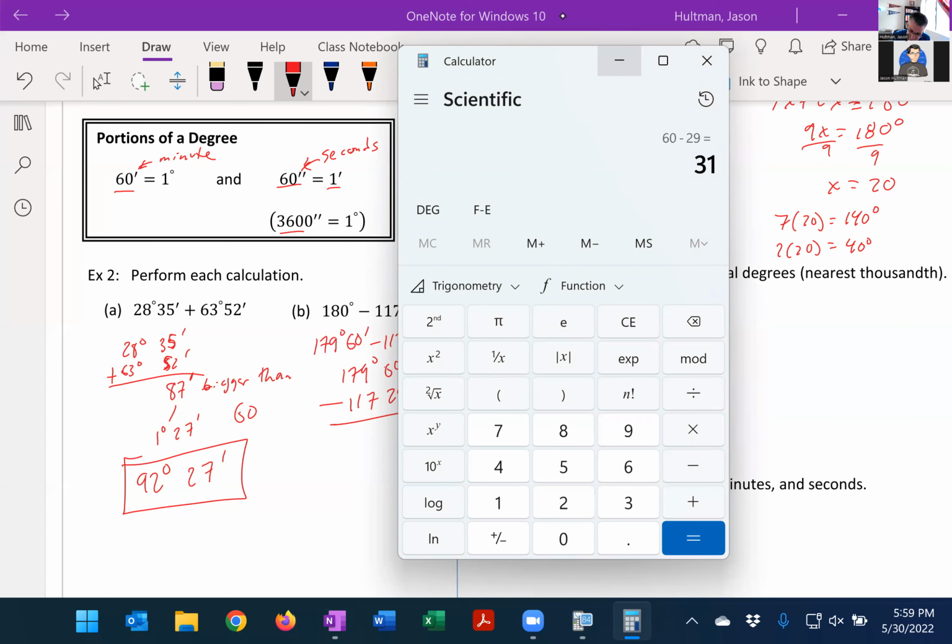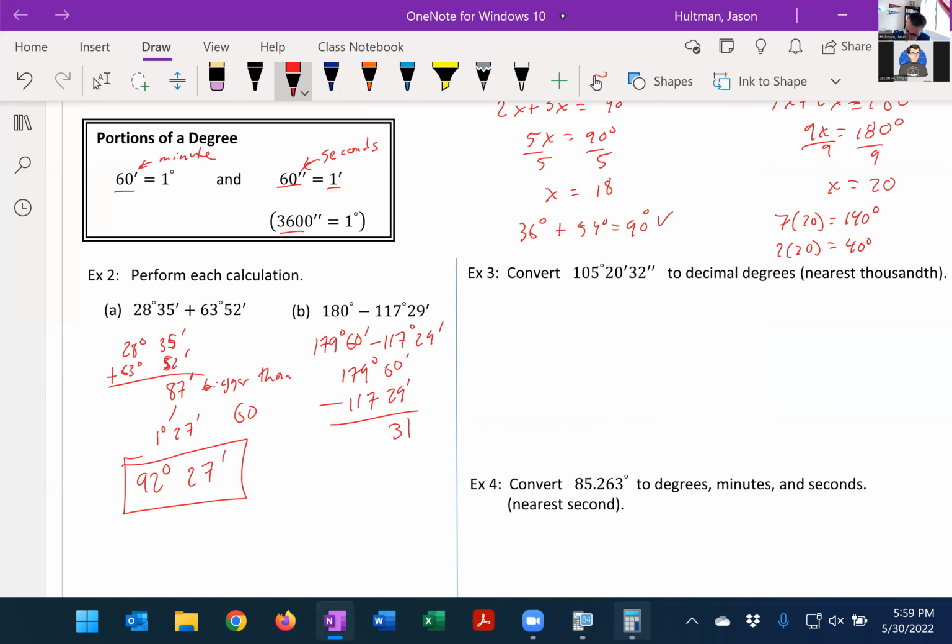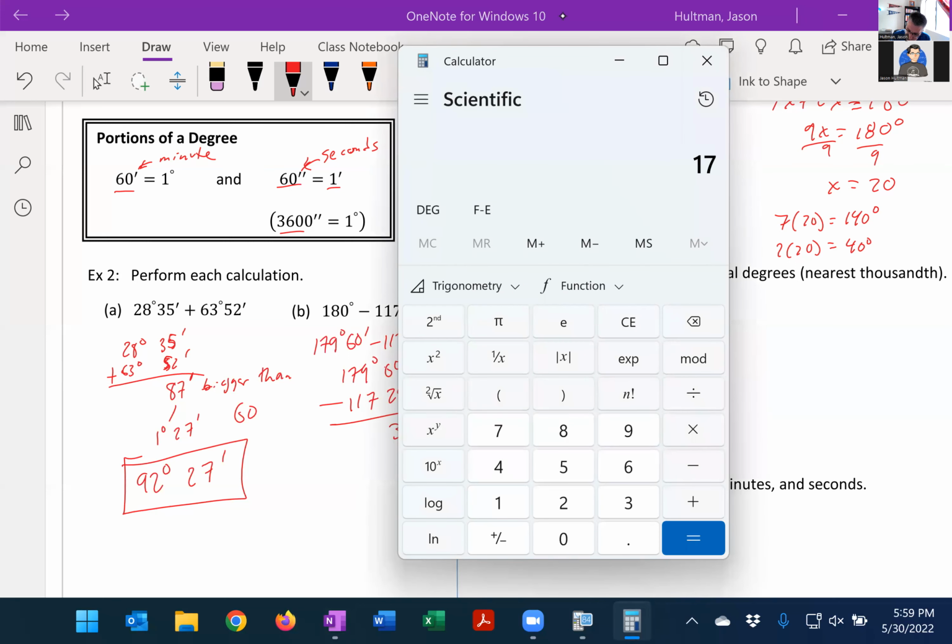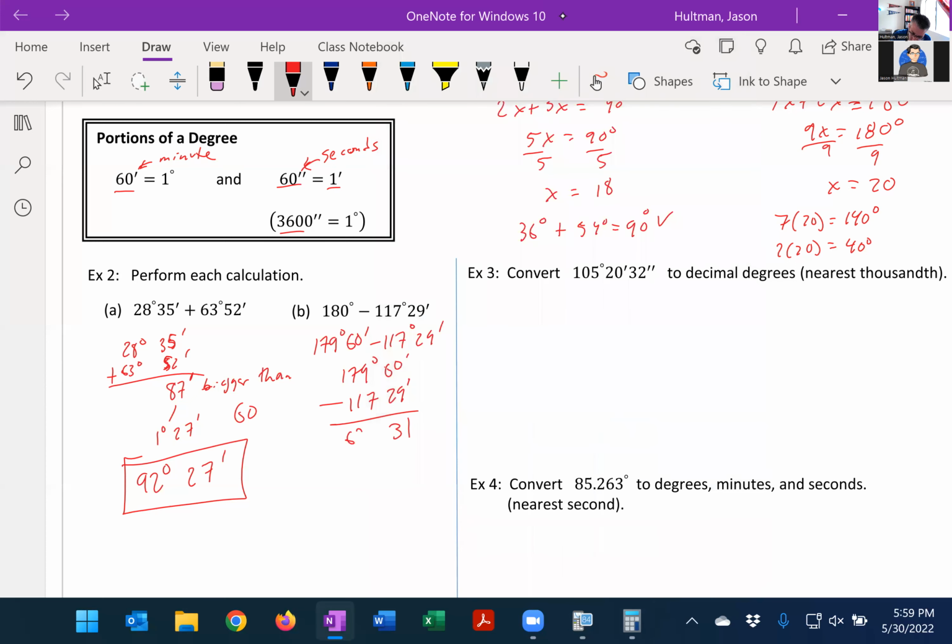31. Okay, so that's 31. And then 179 minus 117 is 62 degrees. So that's 62 degrees and 31 minutes.